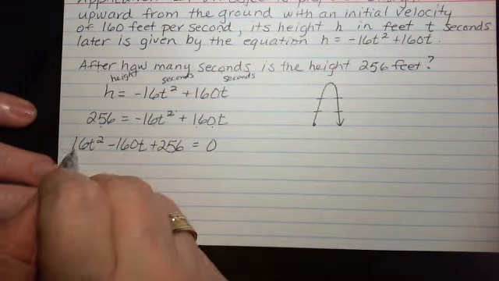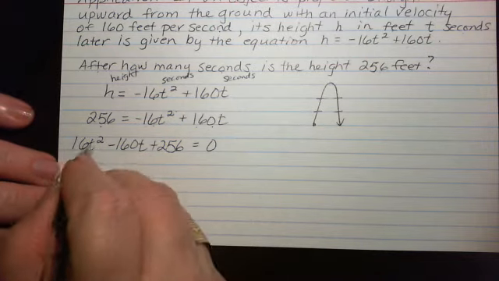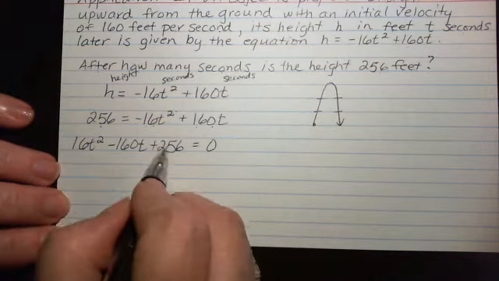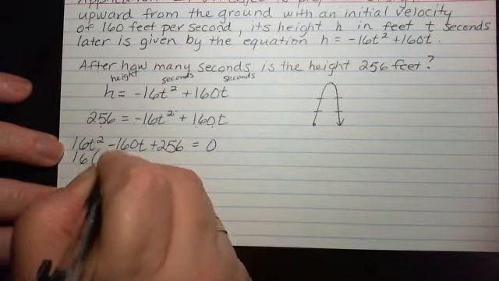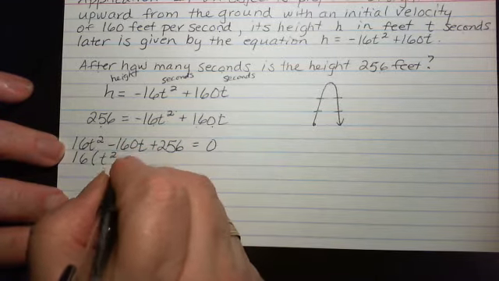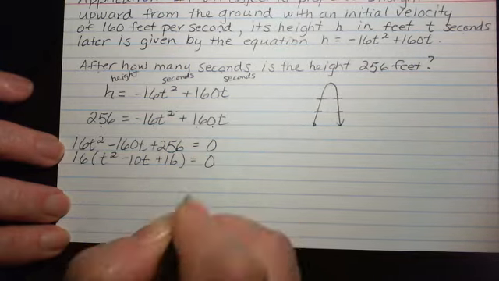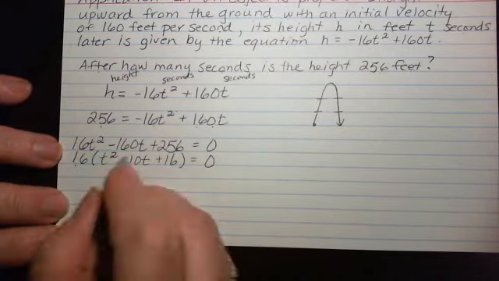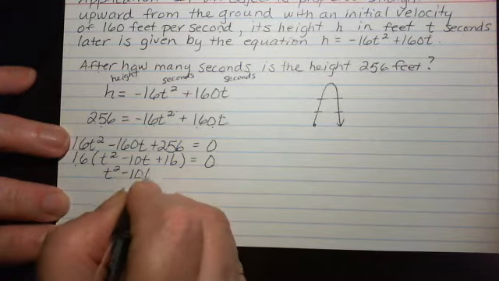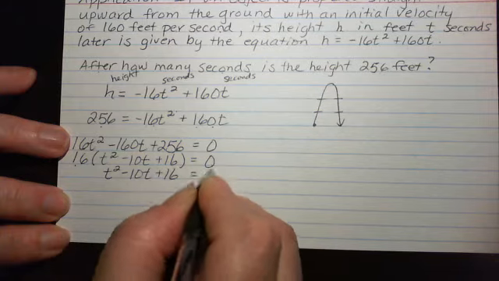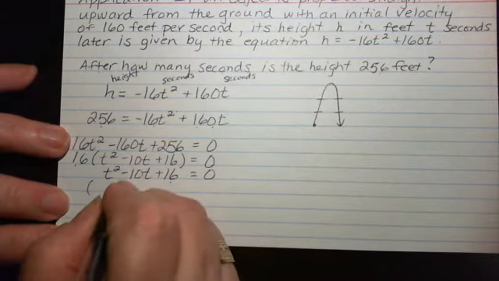Now I would see if I could factor out a greatest common factor, and the smallest number is 16, and if you try in your calculator you'll see that 16 factors out of all three terms, giving us t squared minus 10t plus 16 is equal to 0. Now we could divide both sides by 16 and have only t squared minus 10t plus 16 is equal to 0. Now we could try to factor this trinomial.